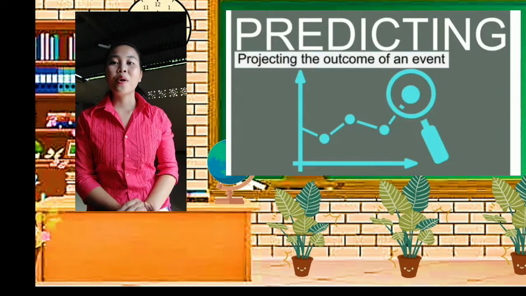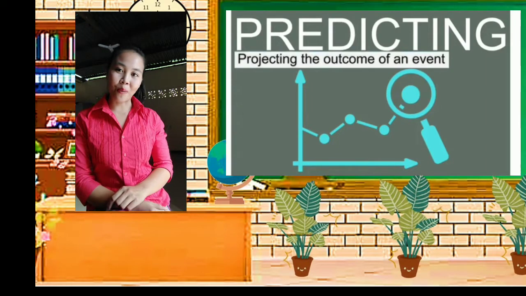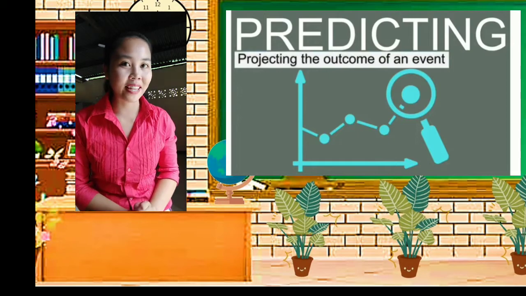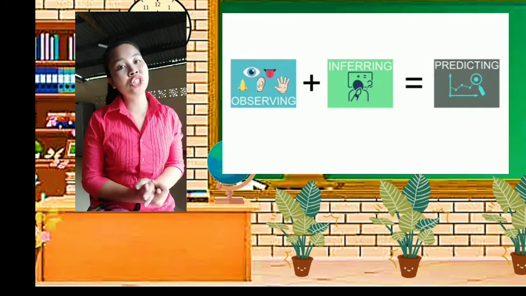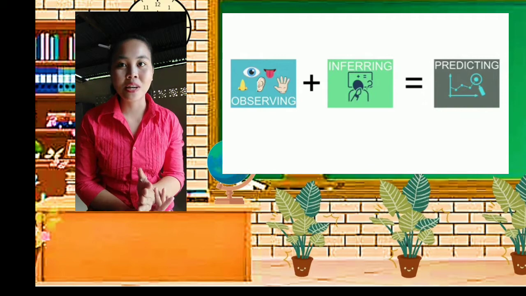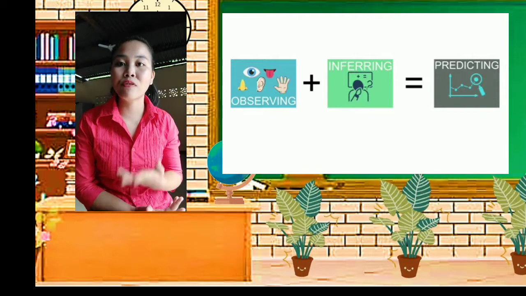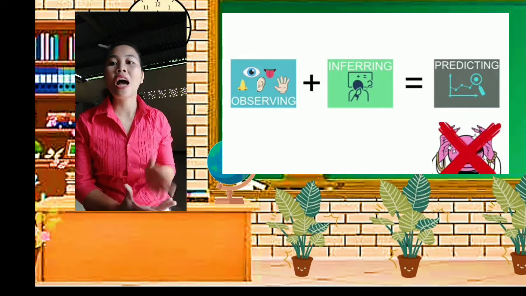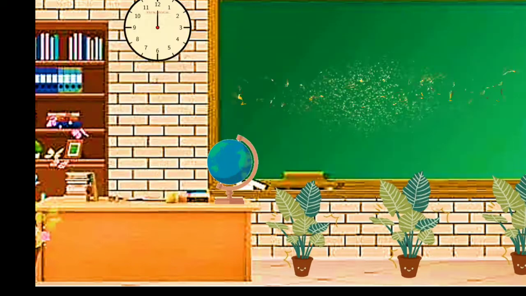Lastly, predicting. Predicting is a skill defined as projecting about the outcome of an event. Good observations and good inferences may lead to sound predictions, because predictions are based on observations and inferences. It is important to note that predictions are not simple guesses and are thus testable.